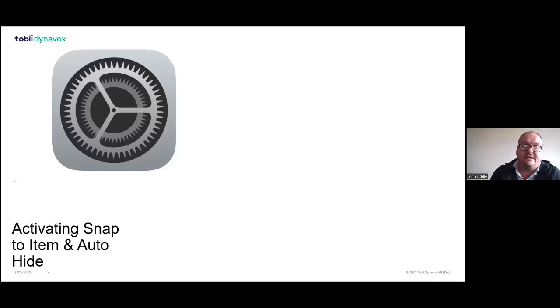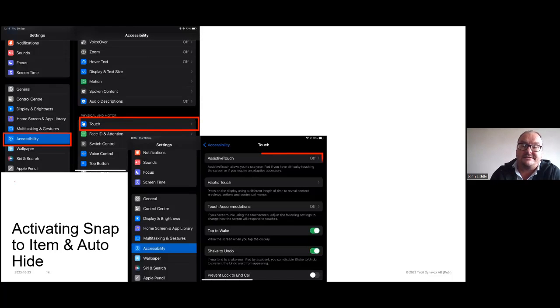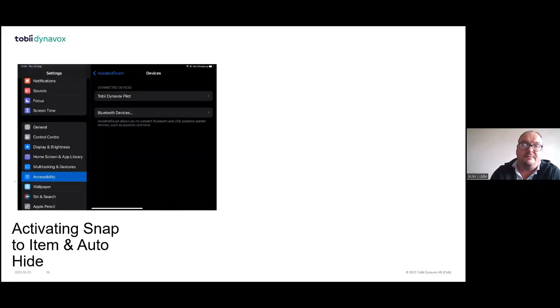Turning it on, if you want to find it on your device, such as a TD Pilot, you go to the Settings cog, you find the Accessibility menu, you look for Touch, and in there you'll find Assistive Touch. Go into Assistive Touch and scroll down until you find Devices. Now, this is going to take you to a new menu, which will only appear if you have a Made for iPad certified eye tracker. And you'll see that the Tobii Dynavox Pilot is listed by name.